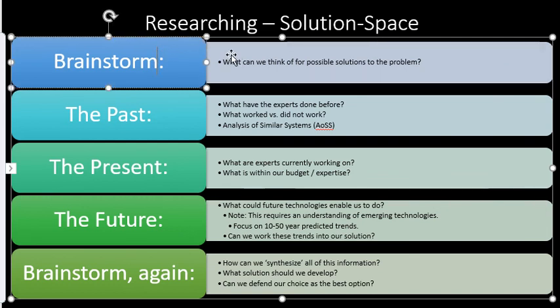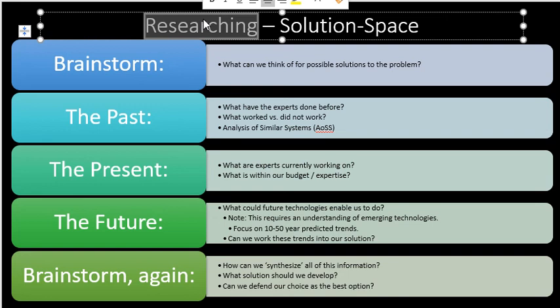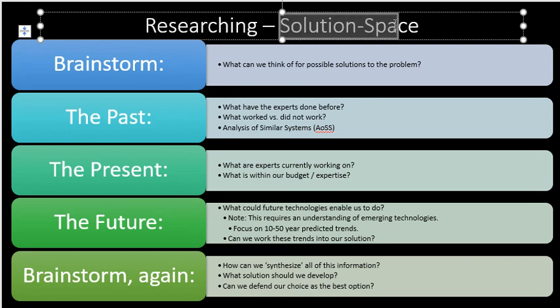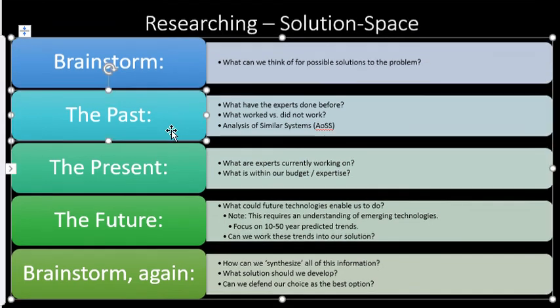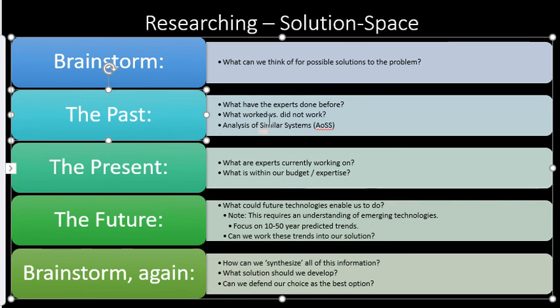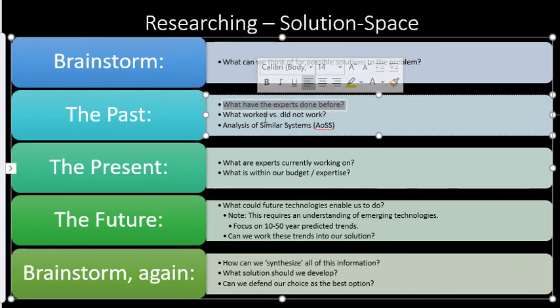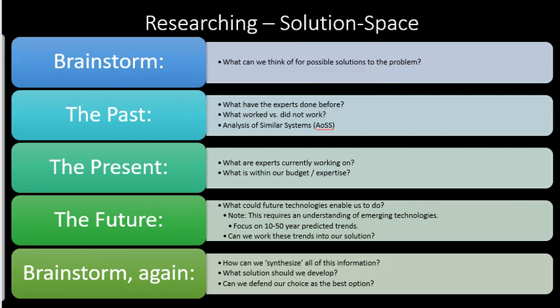So after you've brainstormed some possible solutions, it's important to actually do some research on the solution and what all the possible solutions could be. So the first step is to look at the past. What have experts done before? And of those attempts that experts have done in the past to solve problems, what has worked and what didn't work? And there are lots of resources that you can use to find this information.